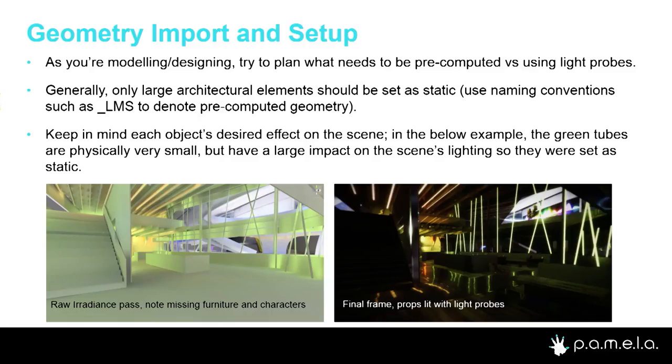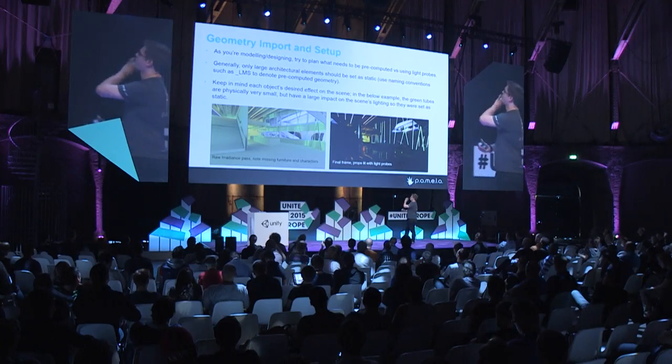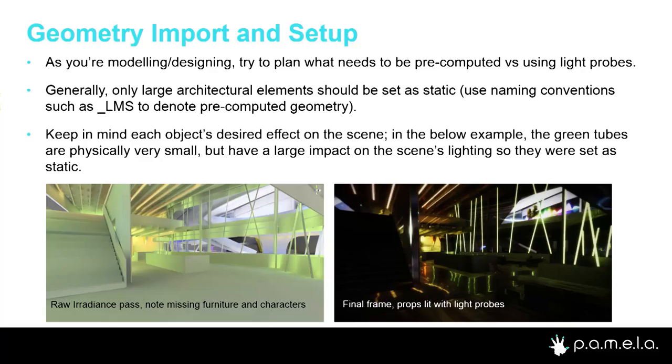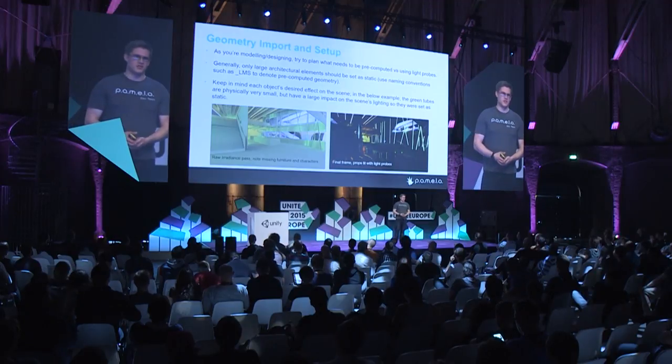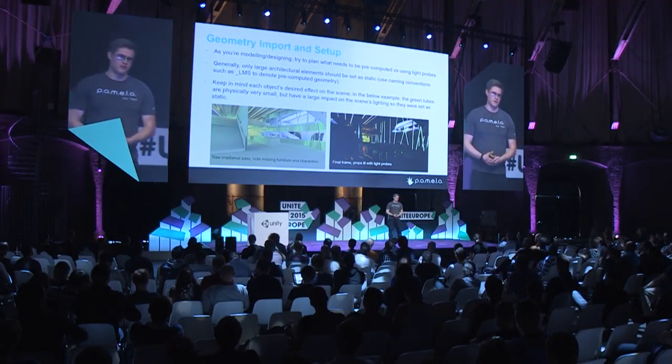You can see in this scene down here at the bottom, we have most of the walls and the floor set as static. It's kind of dark, so you might not be able to make it out too much, but there are benches and characters in the scene which are being lit by light probes. Those things shouldn't be set as static because they're quite small. As a workflow note, I recommend using a naming convention, like underscore LMS for example, attached to all the objects that should be static. It just makes it easier once you get into Unity to quickly set your objects as static.